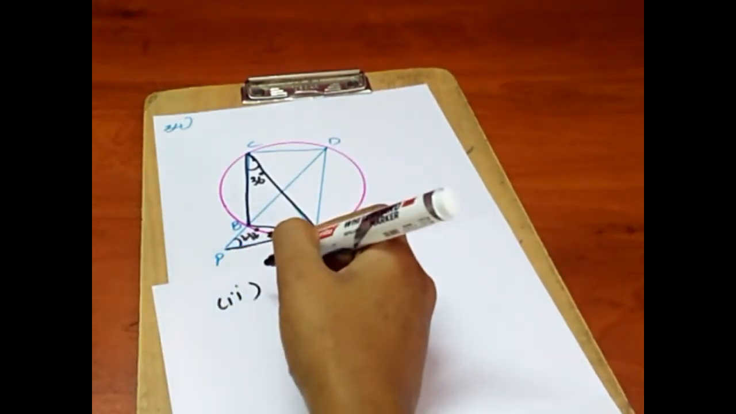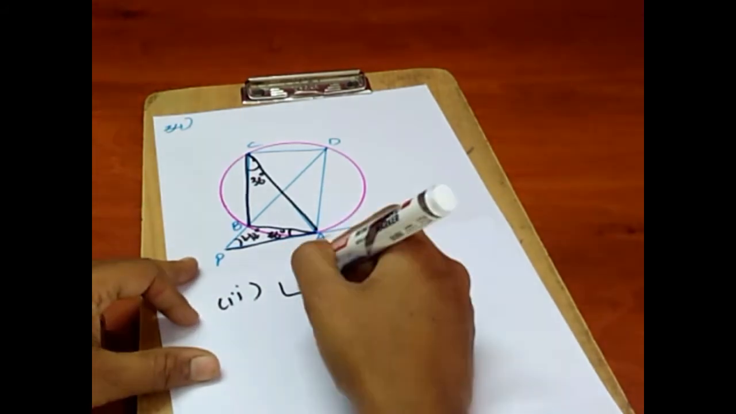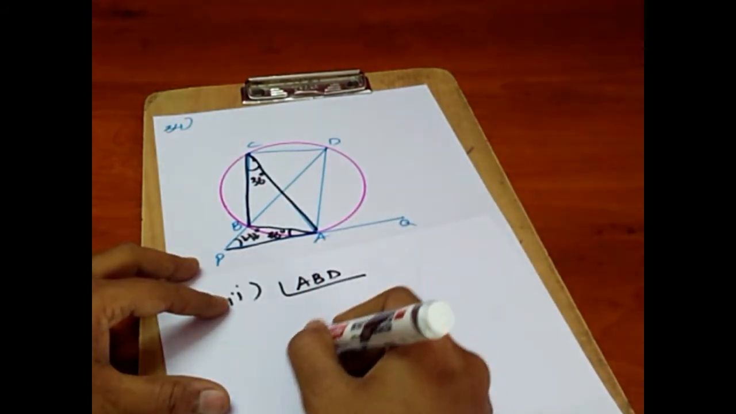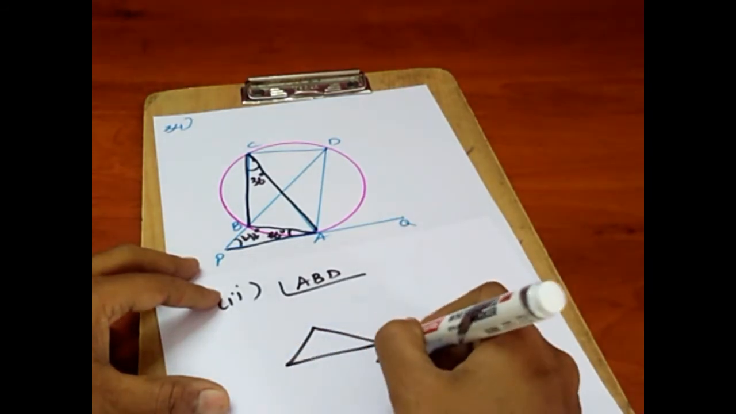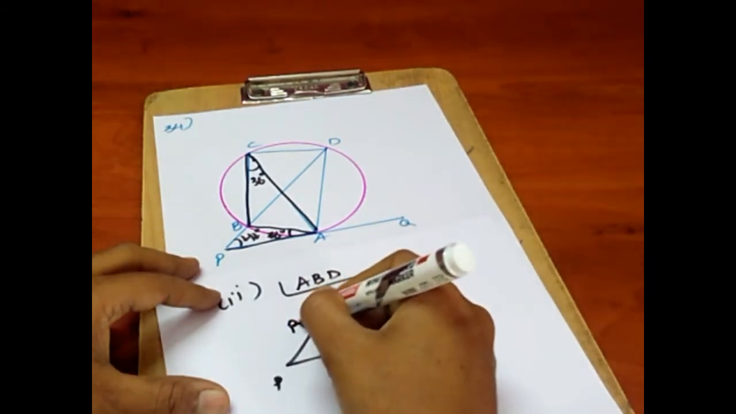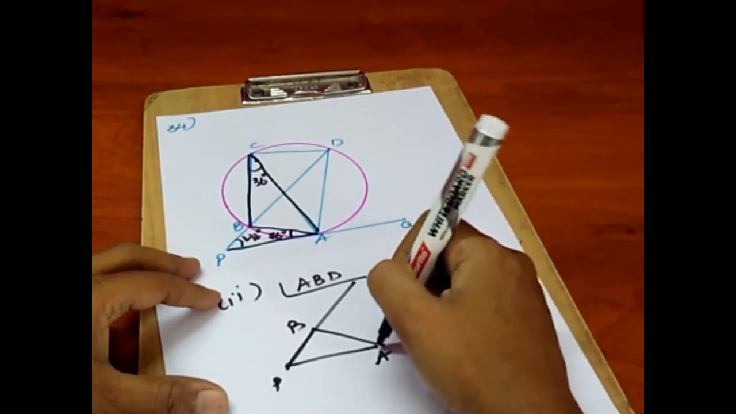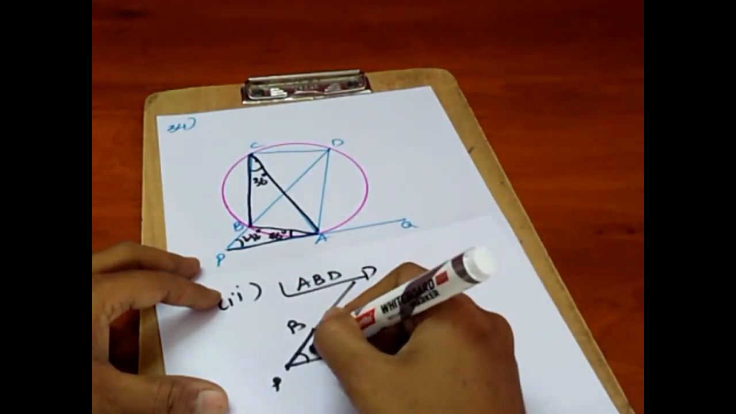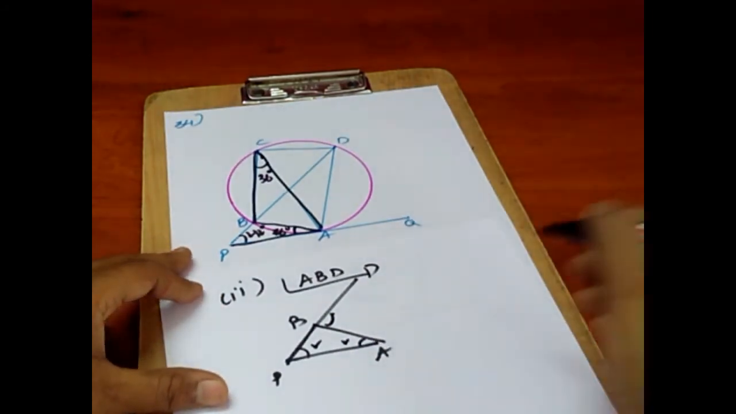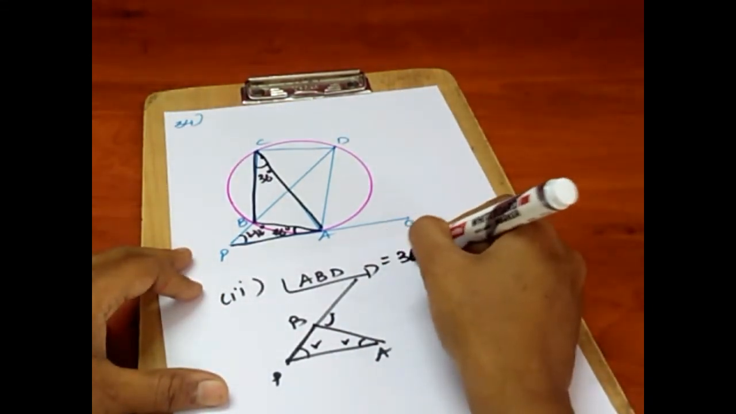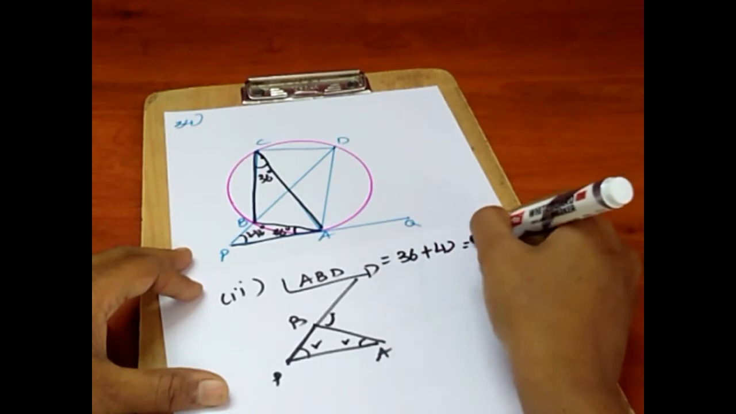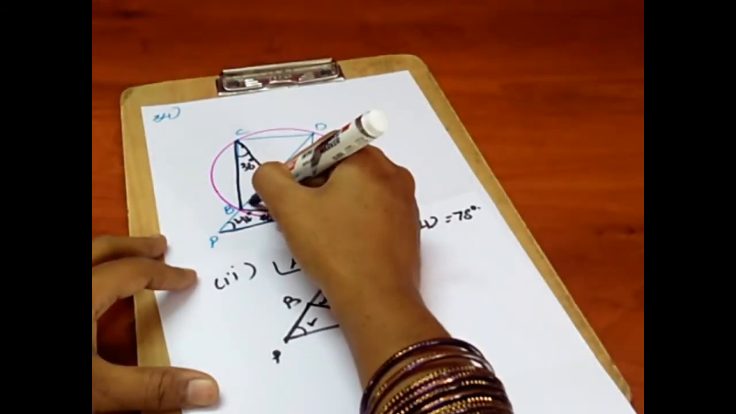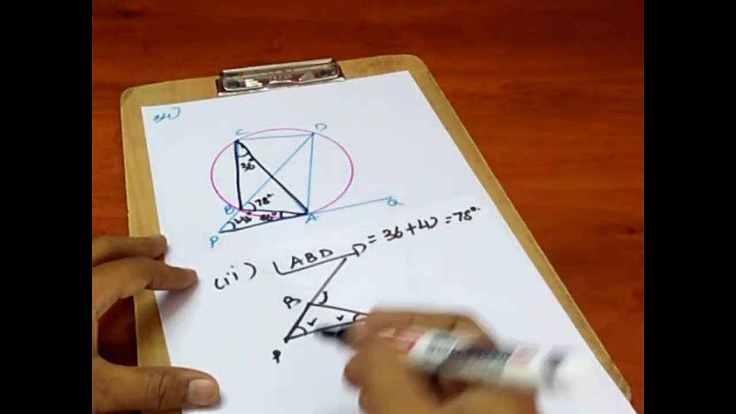Now, point number 2, I need to find the measure of angle ABD. If you consider the triangle APB, you can find that ABD is an exterior angle which is equal to the sum of the two interior opposite angles. Hence, this is equal to 36 plus 42, which is equal to 78 degrees. Let us fill it in the diagram, 78 degrees.